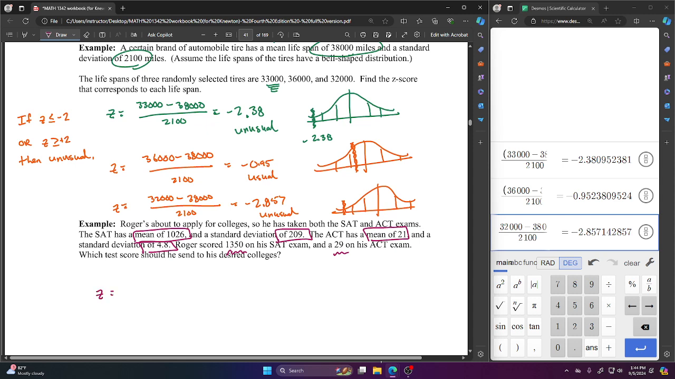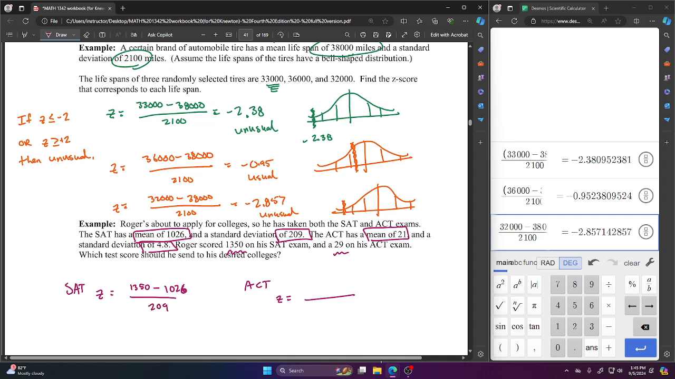I'm going to do the z-score for the first one and then a z-score for the second one, and then we're going to compare. This is the SAT one over here, and the ACT one right here. For the SAT, what would be the value that I put right here? 1350. That's the thing that he had. What's the average? 1026, divided by 209. And we'll compute that in a second.